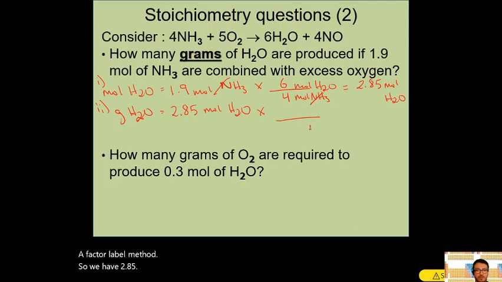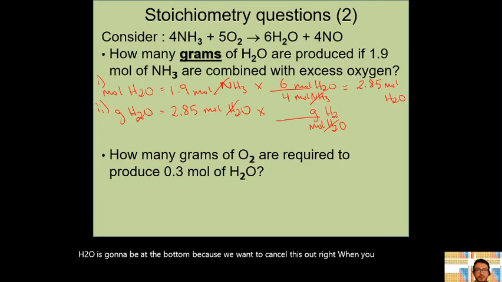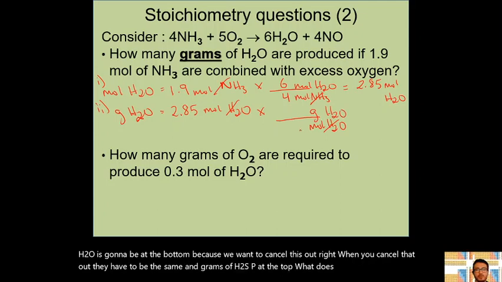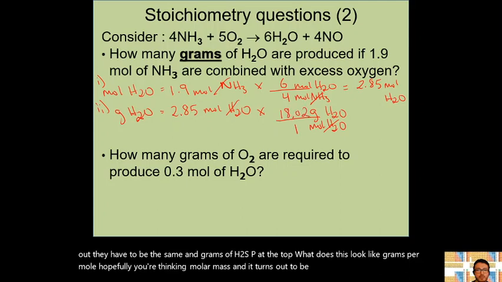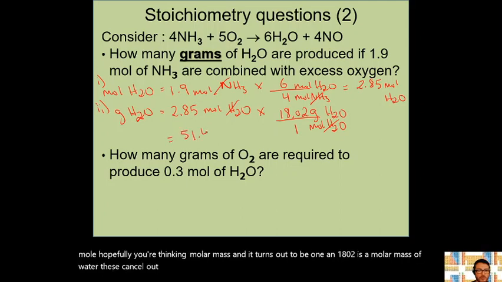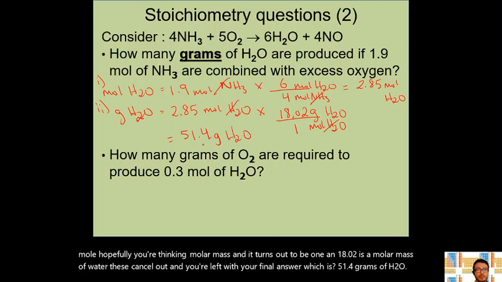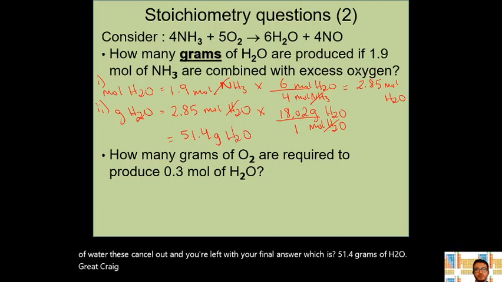Mole H2O is going to go at the bottom because we want to cancel this out, right? We want to cancel that out, so they have to be the same. And grams of H2O has to be at the top. So what does this look like? Grams per mole. Hopefully you're thinking molar mass, and it turns out to be 18.02, the molar mass of water. Okay, these cancel out, and you're left with your final answer, which is 51.4 grams of H2O. Great. Correct number of sig figs, let's see, we have 2, so really our answer here is just 51.